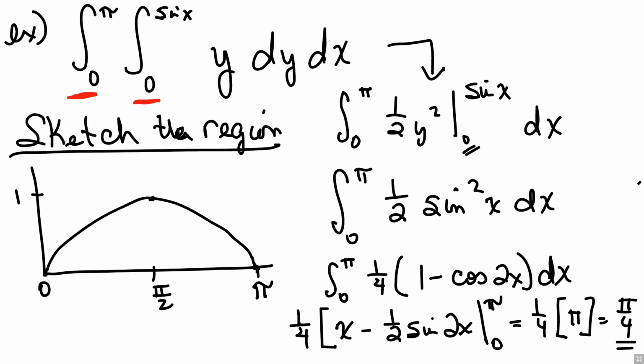Any questions? For the first evaluation, would it be negative 1/2 sine squared x instead of subtracting? No, we do top minus bottom. Oh yeah, that's true. Never mind. No problem. Any other questions?